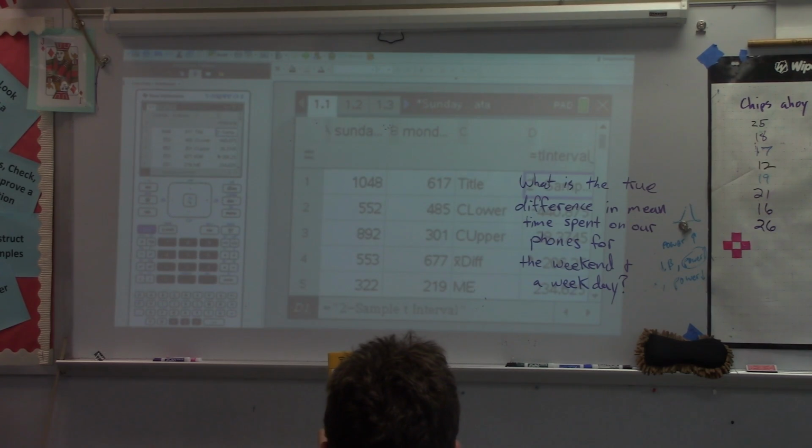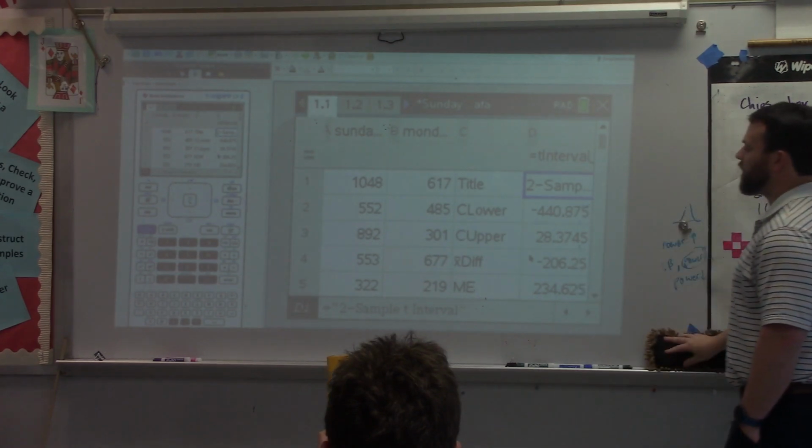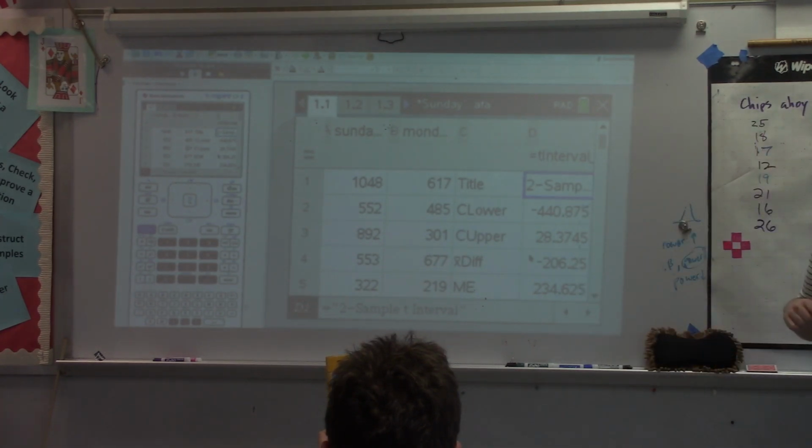Alright. So, is there convincing evidence that there is a difference between the amount of time we spend on our phones for the weekend and the weekday?